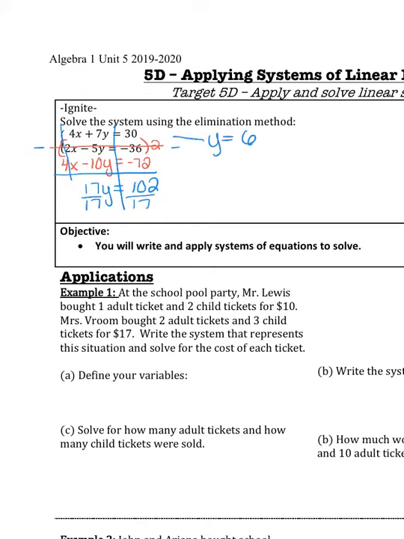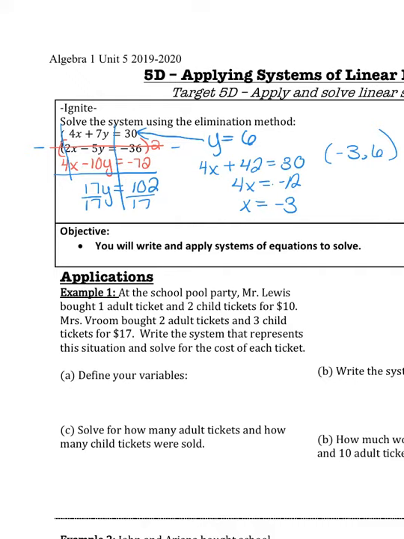So then to solve for x, we could just go ahead and plug it into that equation. So we've got 4x plus, and then 7 times 6 is 42, is equal to 30. I'll subtract 42 to the other side and divide by 4, and you get an x value of negative 3. And so your answer as an ordered pair is negative 3 and 6.